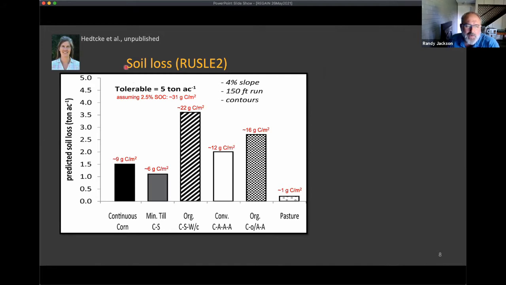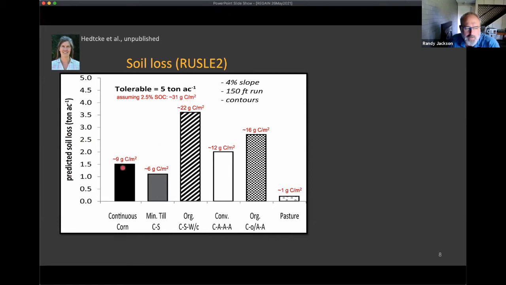In the meantime, we also have been looking at soil loss. Janet ran RUSLE2, this is several years ago now, and looked at what RUSLE2 would predict for soil loss from the WICST experiments. You can see here that I've taken her estimates in tons per acre and calculated what that would mean in terms of soil carbon.